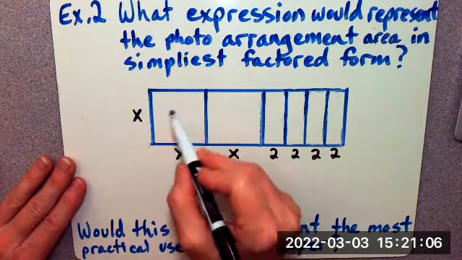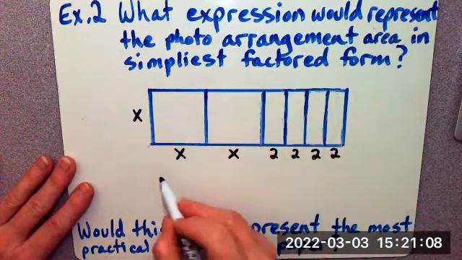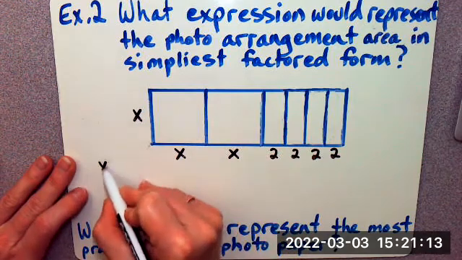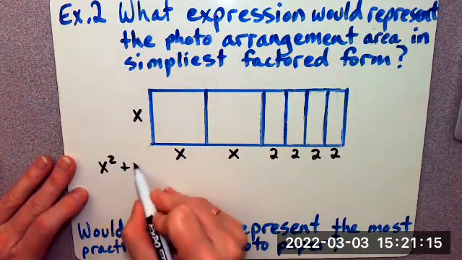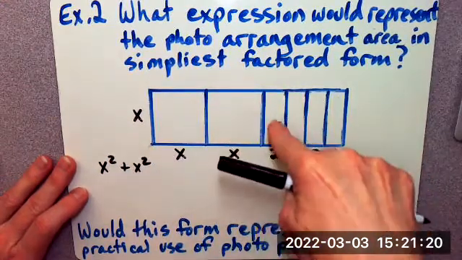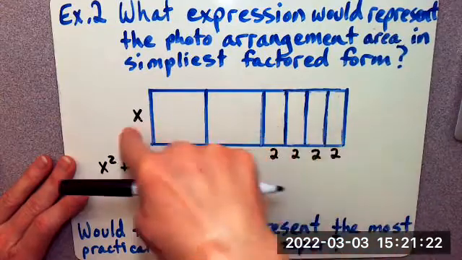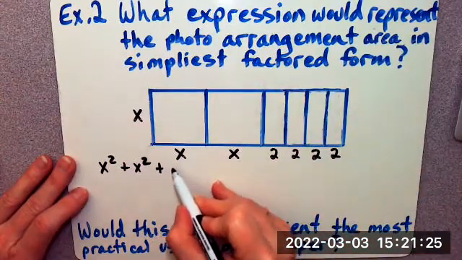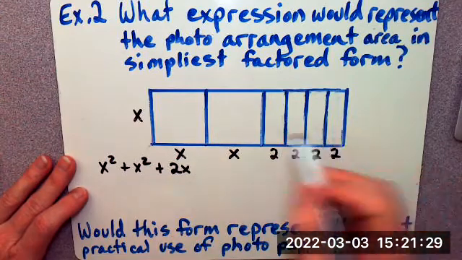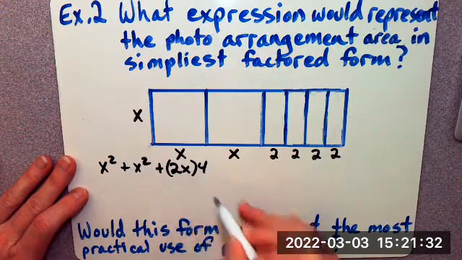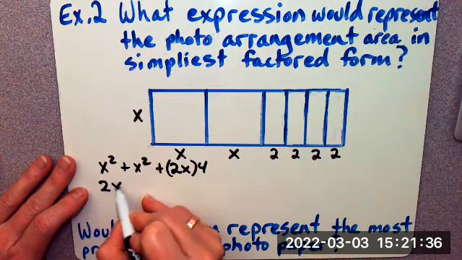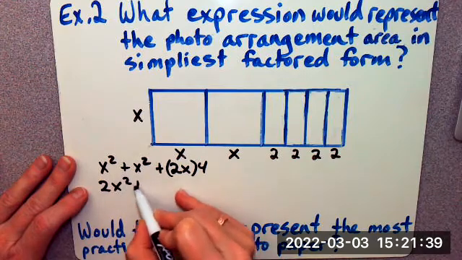Okay, so we know that this area here is x squared. So we have x squared plus x squared. So 1x squared plus another x squared. And then this one is 2 times x. And we have 1, 2, 3, 4 of those. So let's multiply by 4. Okay, so if we put this together, we have 2x squared plus 8x.